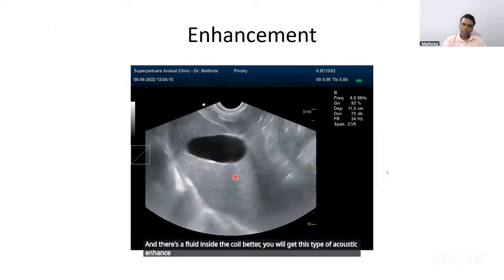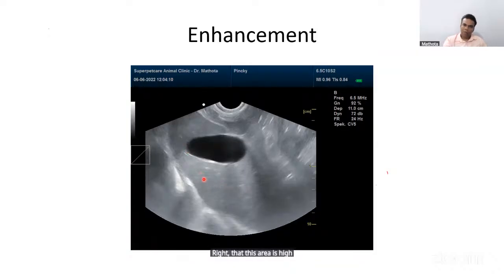You will see a brighter liver lobe here. This is not a hyperechoic area. This is acoustic enhancement. We should know this artifact to interpret this. Otherwise, we will think this area of liver is brighter, this area is hyperechoic. No, this is not hyperechoic. This acoustic enhancement is there.